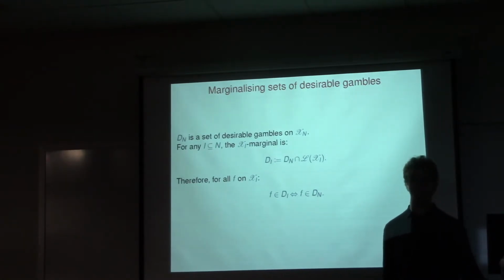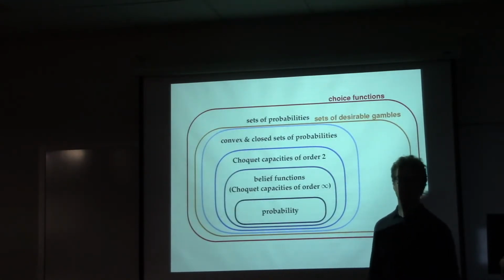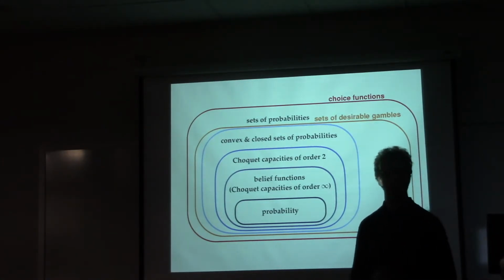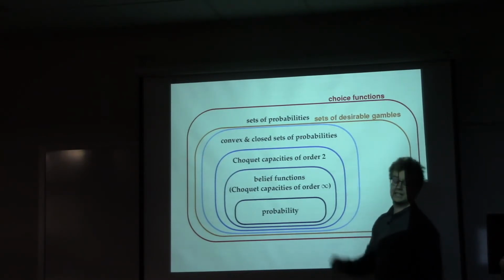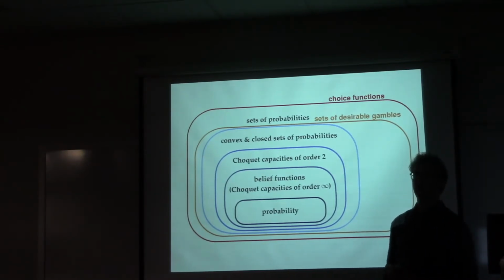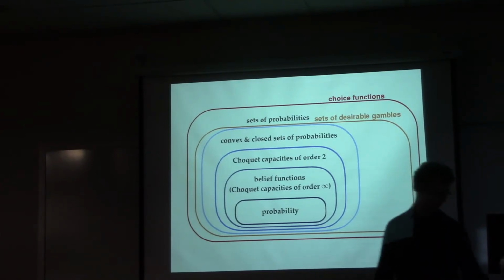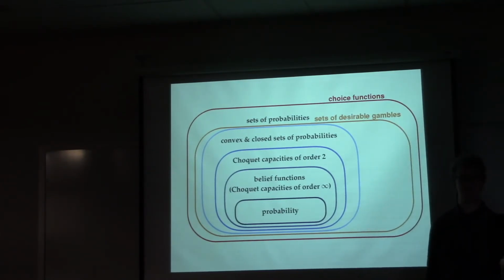So okay, I think we had enough about sets of desirable gambles. Let us now go back to our original problem of how to make choice under uncertainty. We have seen that sets of desirable gambles do the job for pairwise comparison, but in real life, many things are not determined by pairwise comparison alone. You need ternary or four-way or five-way or more comparisons. And that's when choice functions come into play.